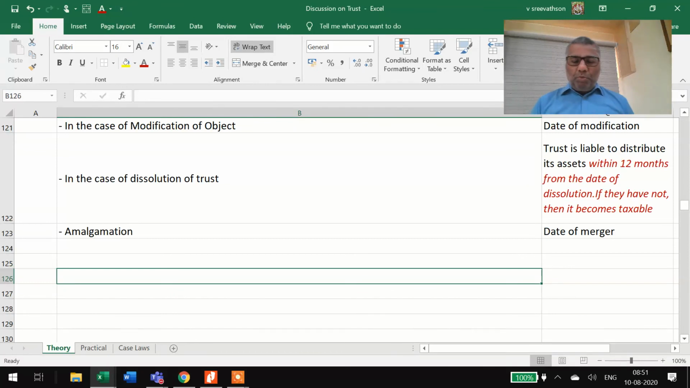Day after tomorrow morning, 6 o'clock. So day after tomorrow, we'll complete trust and move forward to reconstructions.